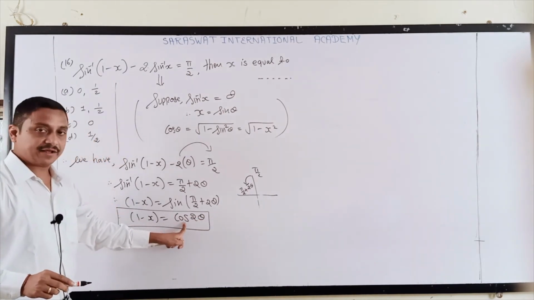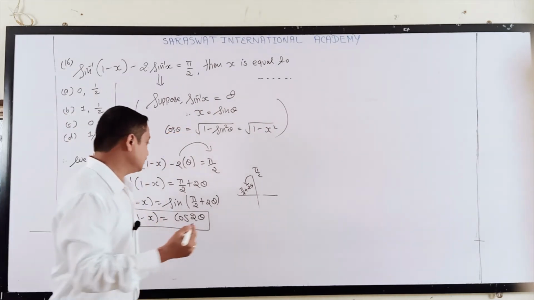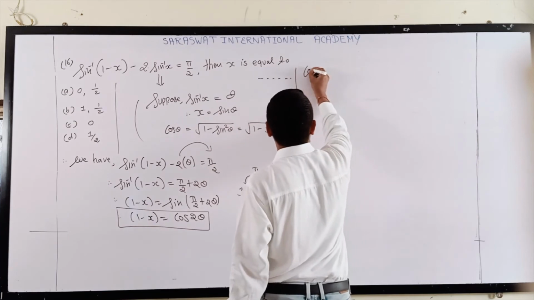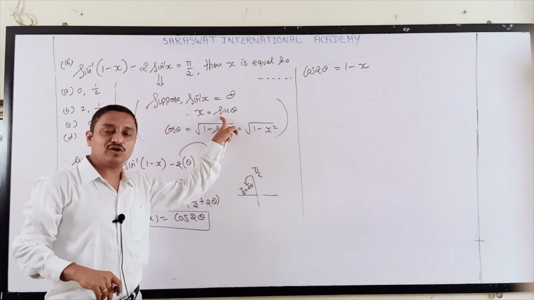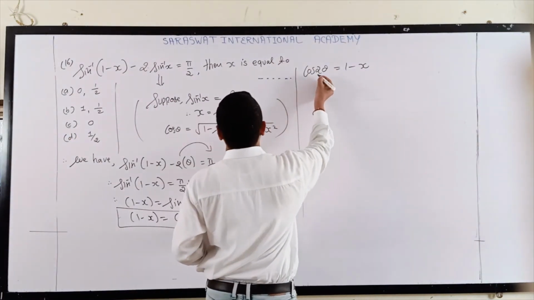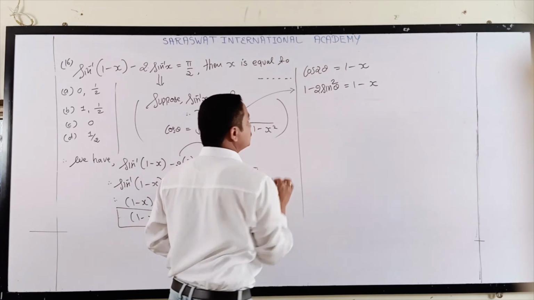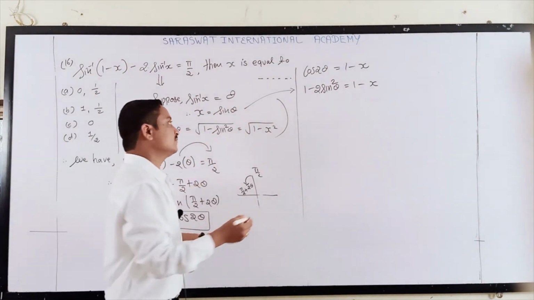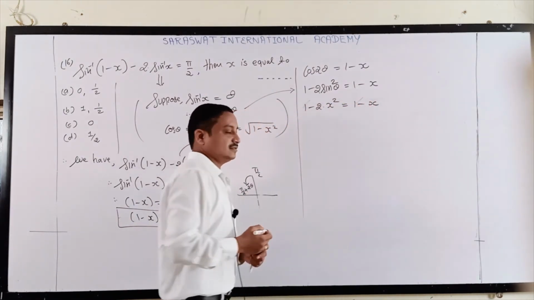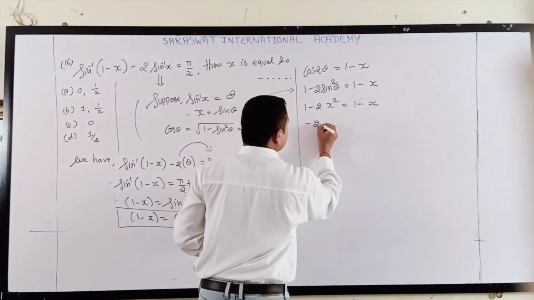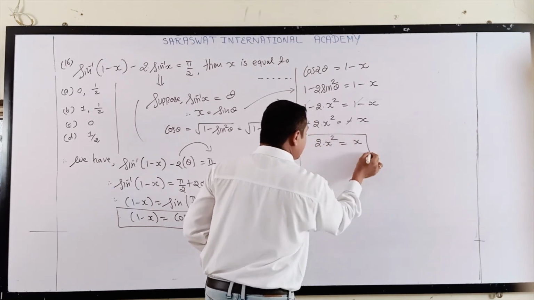Now students, the cos 2 theta formula can be written in terms of sine or in terms of cos. So 1 minus x is cos 2 theta. I write it purely in sine: 1 minus 2 sine square theta, because I know the sine theta value. What is sine theta? x. So 1 minus 2x square. Here also 1 minus x. So minus 2x square is equal to minus x. Again minus minus, so 2x square is equal to x.